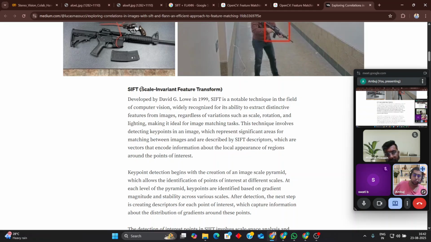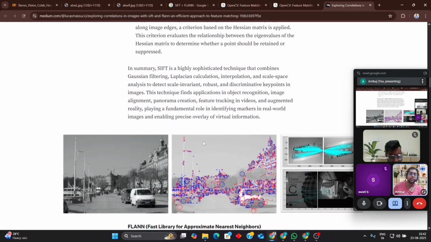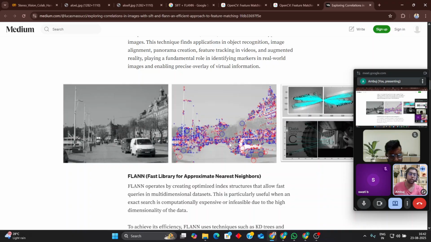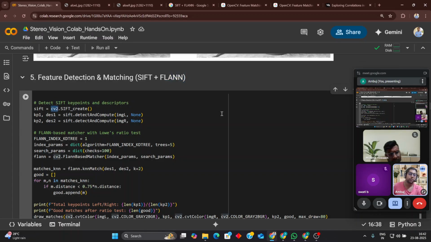So SIFT is the Scale Invariant Feature Transform. The details are mentioned here: the mathematical aspects and everything, in brief for you. It is able to extract the key points or feature points from an image, and that is what I have applied here. The function is directly defined in CV2 or OpenCV. A predefined library is there, so I don't have to do much; I just have to maintain this.